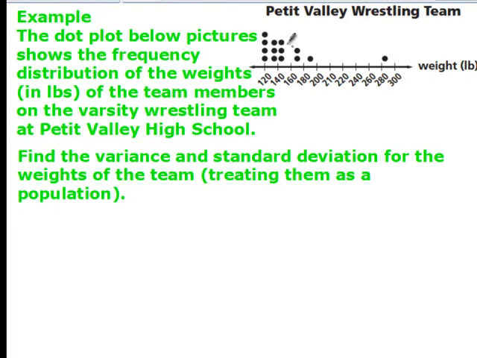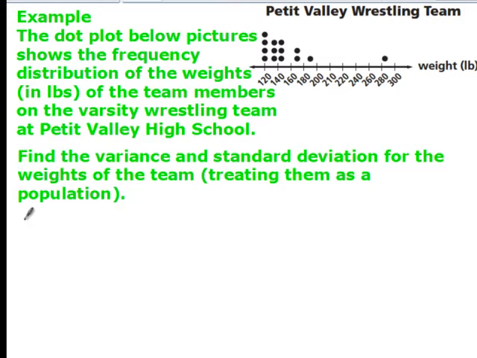So let's look at our example here. We have a dot plot that shows the frequency distribution of the weights of the team members on the varsity wrestling team at a high school. And we want to find the variance and standard deviation for the weights of the team, treating them as the entire team. So we've got 4 120s, 3 135s, 3 145s, a 170, a 190, and a 285.